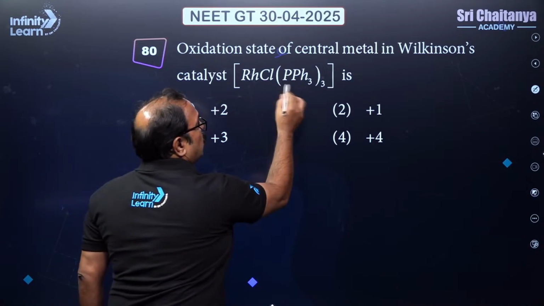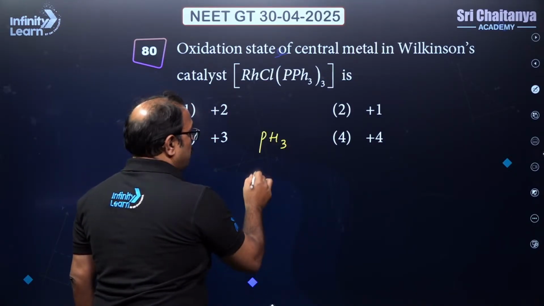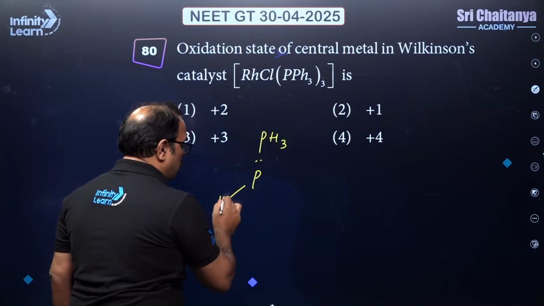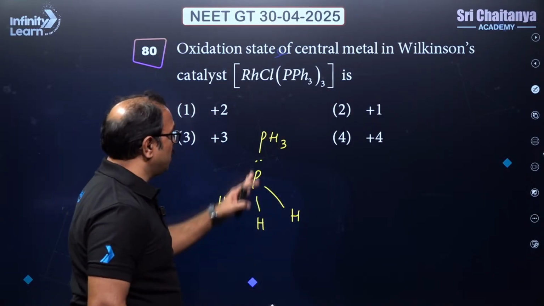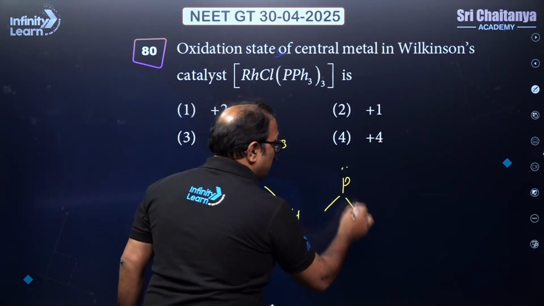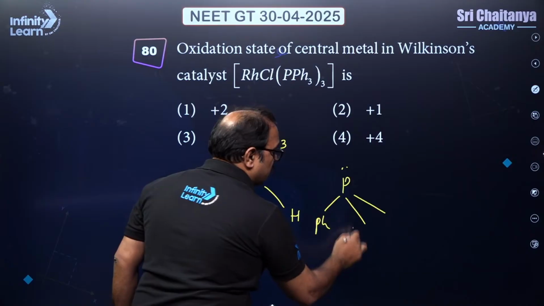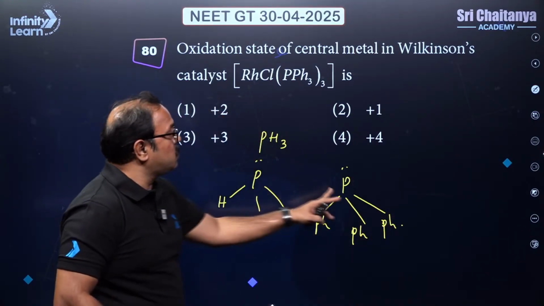This is looking like phosphine to you. This is PH3. PH3 is a neutral molecule. If you answer this with calmness, you can easily get it. In this case, instead of each H, you have phenyl rings. Otherwise, there is no big difference. So it is neutral, and this is also neutral.